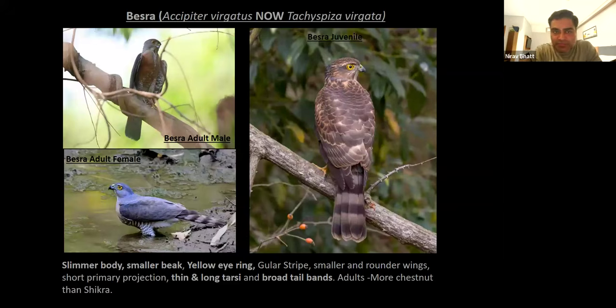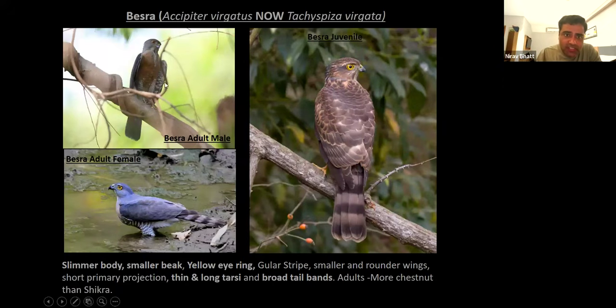Now we'll see Besra. Besra is a forest bird. While Shikra and Sparrowhawk are seen in open areas, Besras are usually confined to some kind of forest habitat. Similar is the Crested Goshawk.